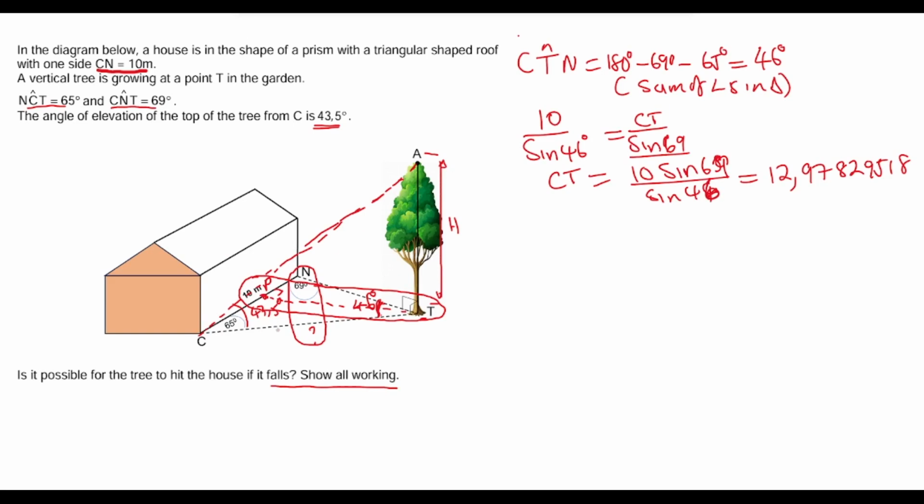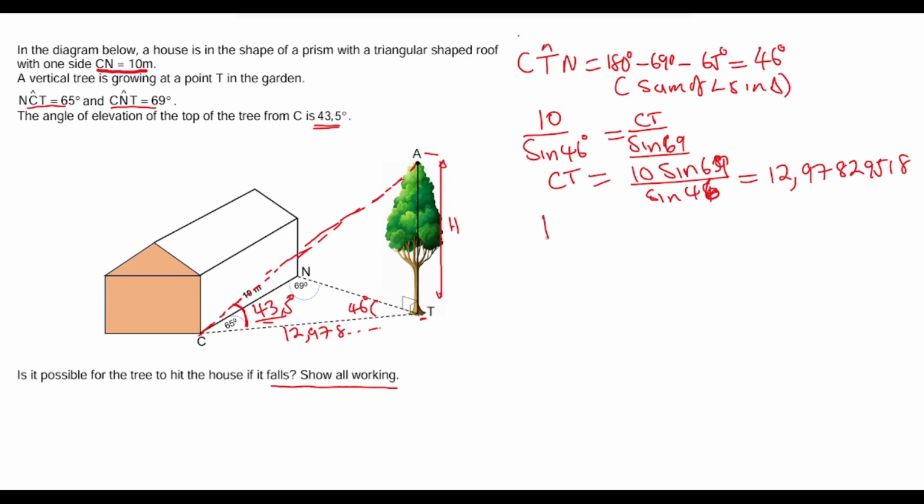Now let's look at triangle ATC, which is almost vertical, formed by the tree and the line CT. The angle of elevation here is 43.5 degrees, so we can find the height of the tree. We just found that CT is 12.978. We can use our side CT, which is adjacent, to find the side h, which is opposite. So which ratio are we going to use? The tangent of the angle.